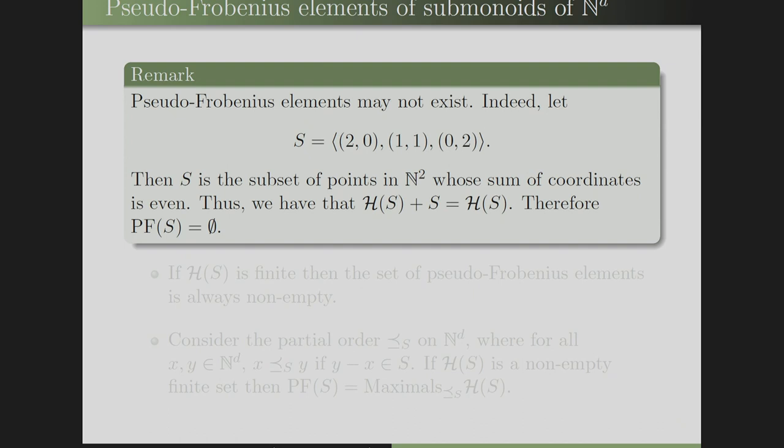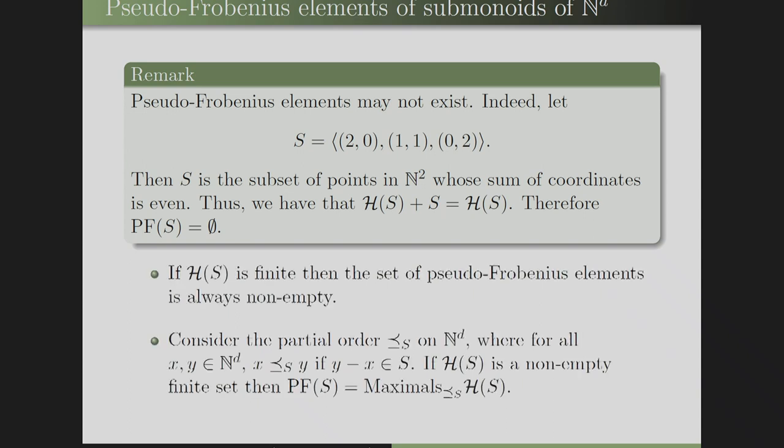Remark: the pseudo-Frobenius elements may not exist. For example, let S be the semigroup generated by (2,0), (1,1), (0,2). Then S is the subset of points in N^2 whose sum of coordinates is even. It means H_S is the subset of points in N^2 whose sum of coordinates is odd. And if we add an element of S to an element of H_S, we will again land in H_S. Therefore, PF(S) is empty. But when H_S is finite and non-empty, then PF(S) is always non-empty.